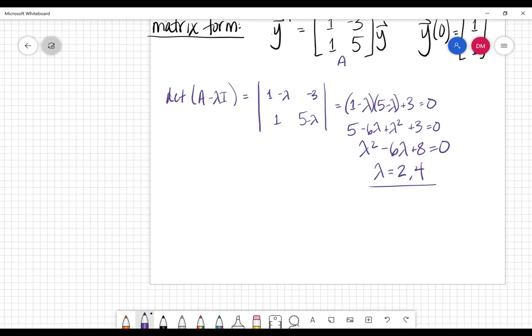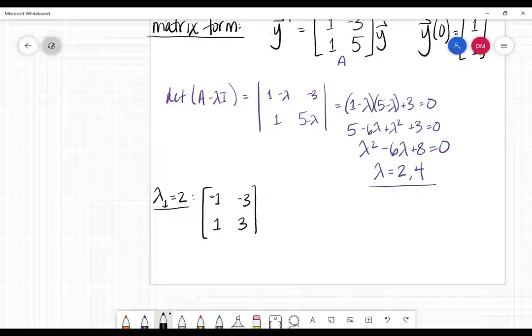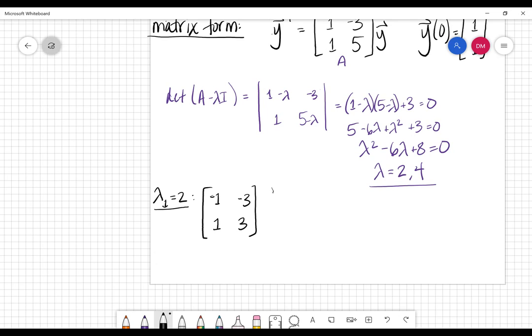All right, great. So once we find that, keep in mind now we are going to individually find eigenvectors for each of those eigenvalues. So lambda sub 1 is equal to 2. Using that, we go back to our A minus lambda identity matrix here. And it looks like our A minus lambda identity matrix is then 1 minus 2, -1, -3, 1, and then 5 minus 2 gives me 3. All right, and then this is going to get multiplied by our eigenvector x sub 1, set equal to 0.